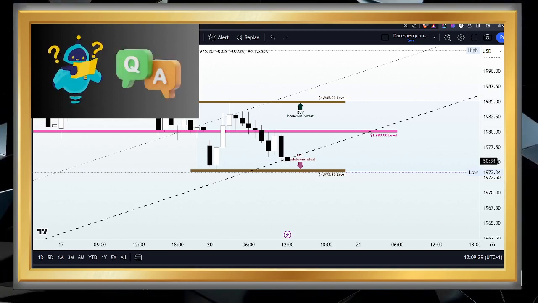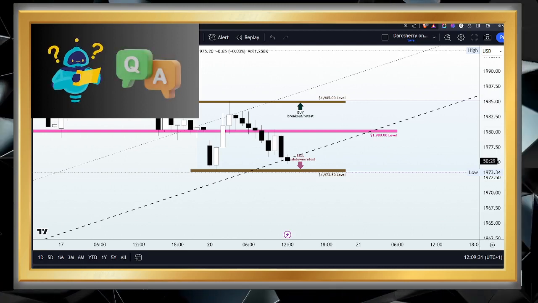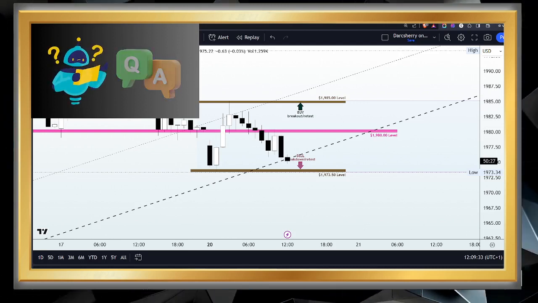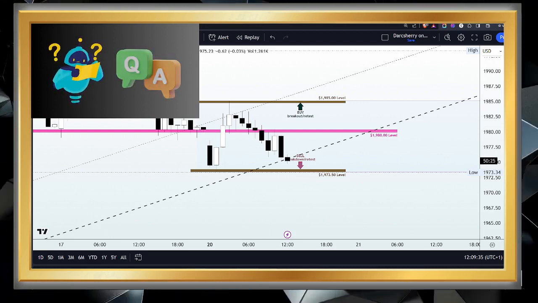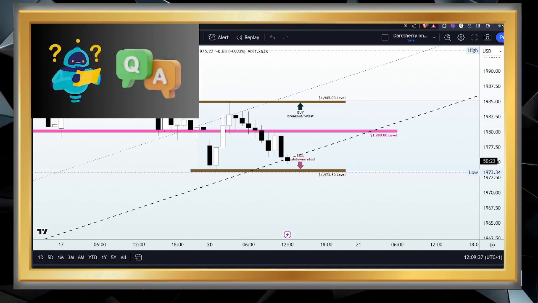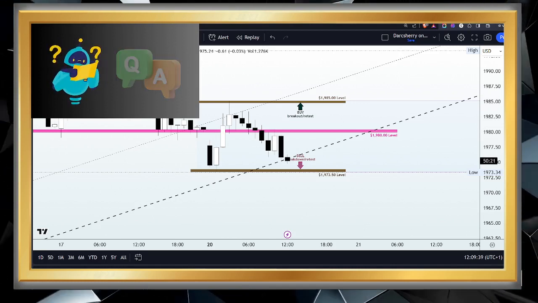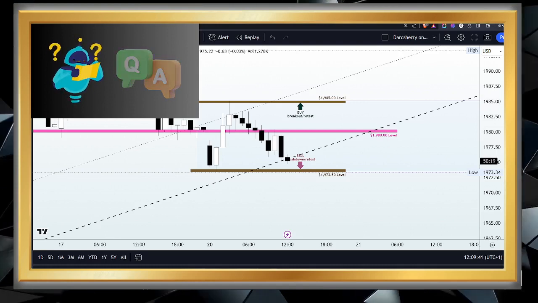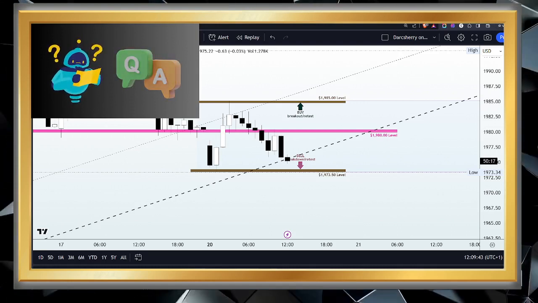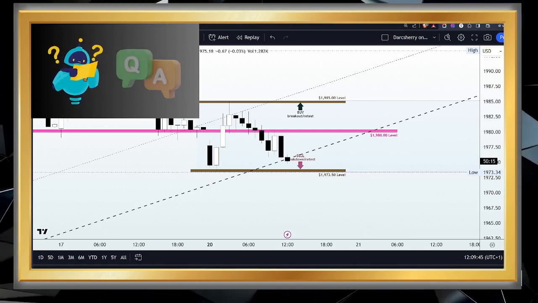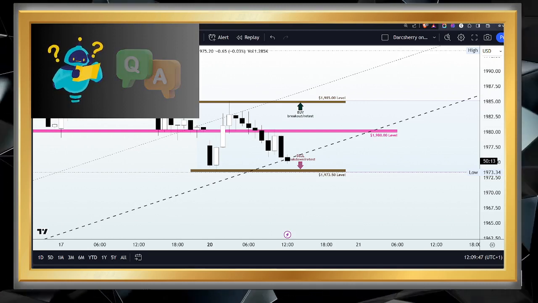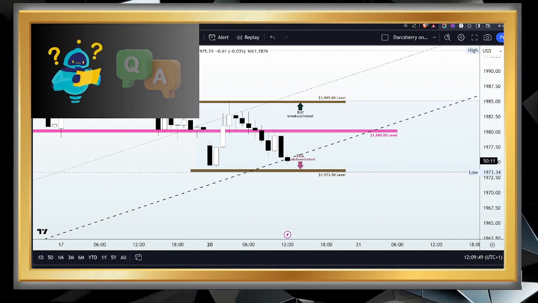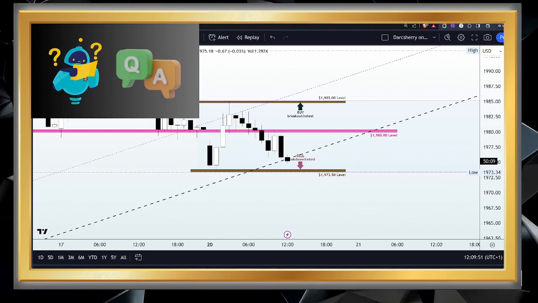Same time tomorrow, 10 a.m. UTC, 11 a.m. West African time, as we come here again to review how well these assets have been doing and at the same time prepare for tomorrow's trading session, which promises to be an interesting one as we look forward to the publication of the Federal Reserve FOMC meeting minutes tomorrow.